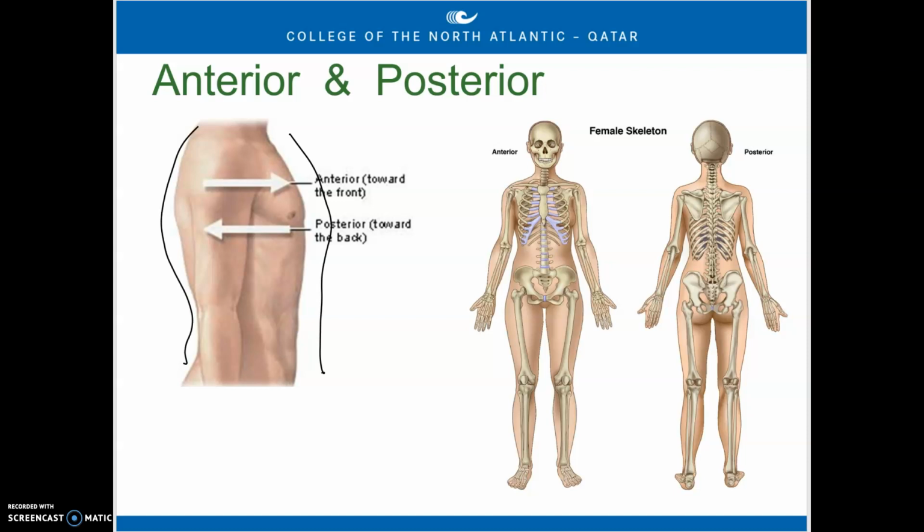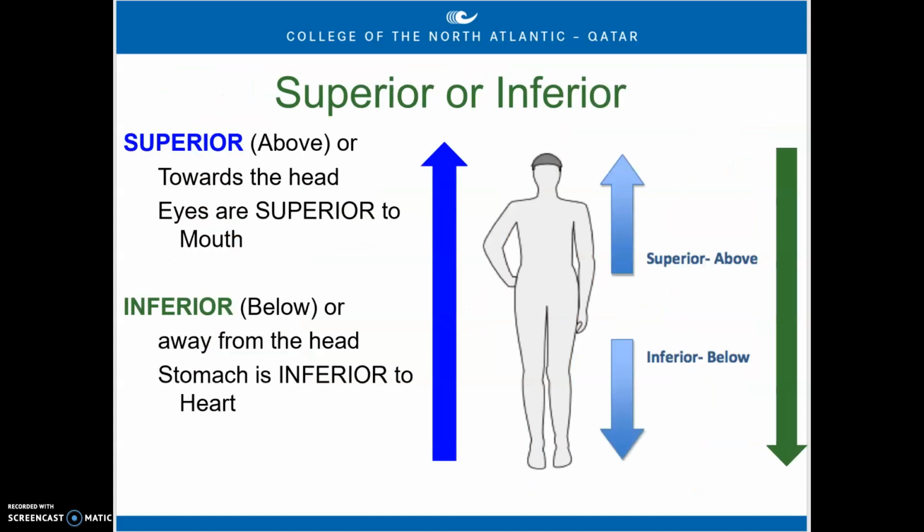So if we look at the examples of the skeleton here, on this side we've got a skeleton facing anterior, and on this one we've got the skeleton facing the posterior. So simple terms to use, but understanding them and being able to use them correctly is key for anybody who's dealing with anatomy. The next one is superior or inferior.